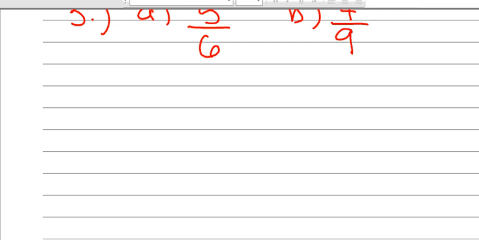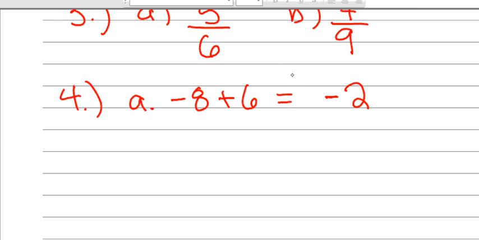I'm going to go to page 2, number 4. I've got negative 8 and positive 6. Well, I know I've got more with the negatives, so I know my answer is going to be negative. And what's 8 minus 6? It's 2. So my answer is negative 2.